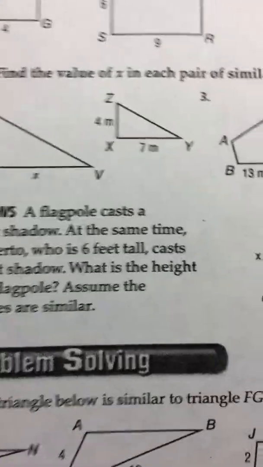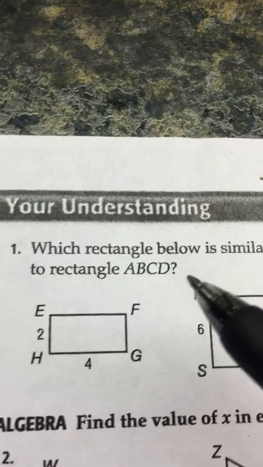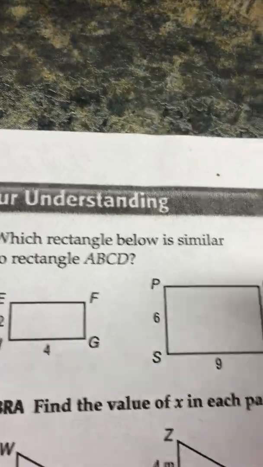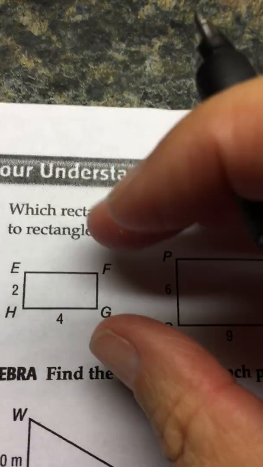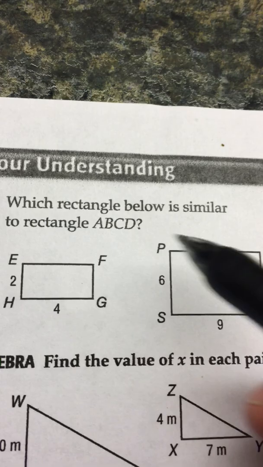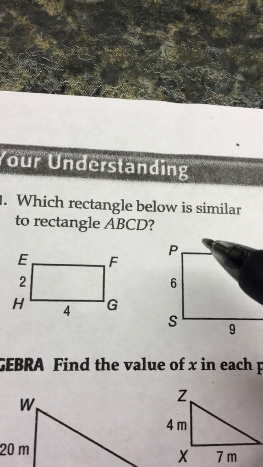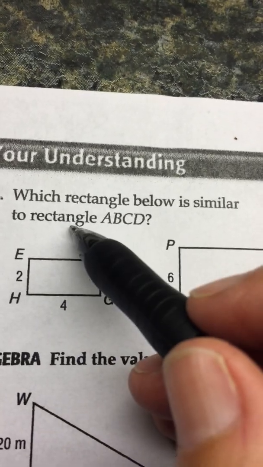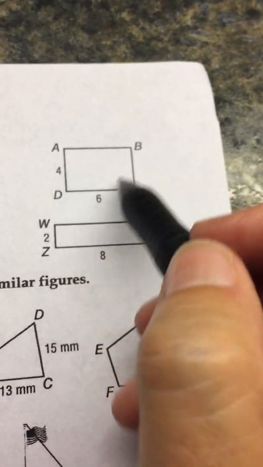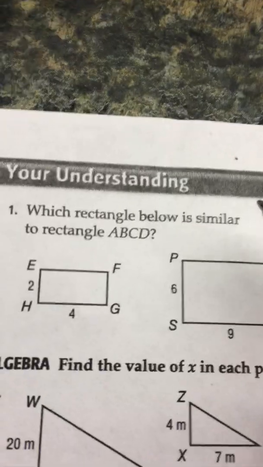Now, the other side, what we're going to do is similar figures, okay? Similar means that they have the same shape, but one's been blown up bigger or shrunk down compared to the other one. Sometimes they're going to give you some problems and say which one is similar to the one that they're talking about. Now, rectangle ABCD is this one. So this is the rectangle that we're wanting to find one that's similar to.